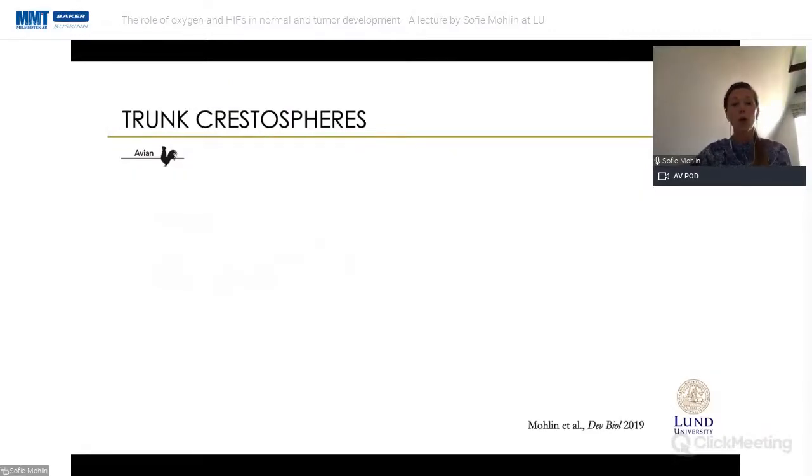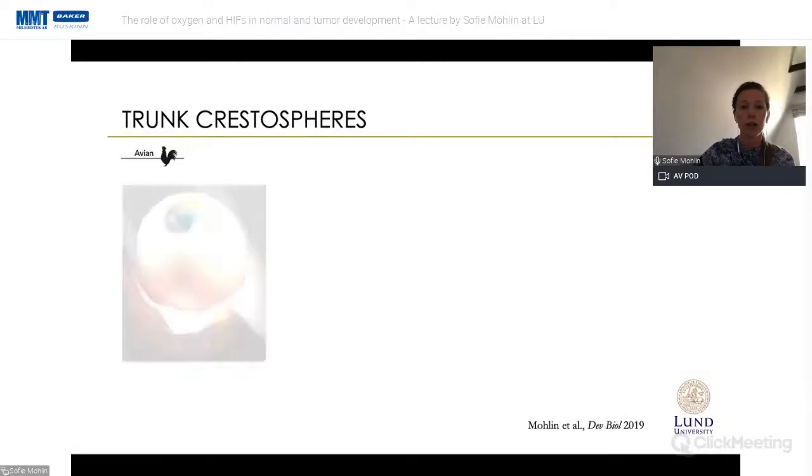So I'm going to go into our data, but before that, I just want to show you a model system that we use called crestospheres that we established from trunk neural crest. And we use chick embryos as our main model system in the lab. I think that not very many of you are familiar with maybe the chick embryo and in particular crestospheres. So just a very brief introduction to that.